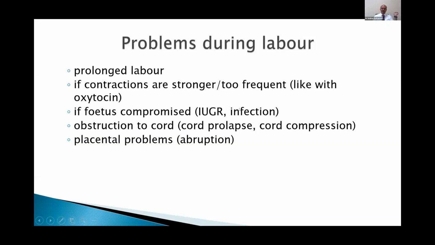We may also have infection, which may affect the ability. It reduces the fetal reserve to tolerate the labor. So the baby has a higher chance of not tolerating the labor process. There may be obstruction to the cord as part of the progress of labor. You may have cord accidents, cord prolapse, a knot in the cord, compression. And we may have abnormal separation of the placenta, which is abruption.